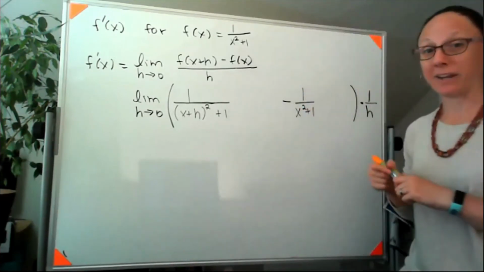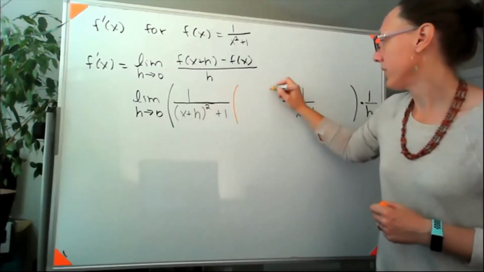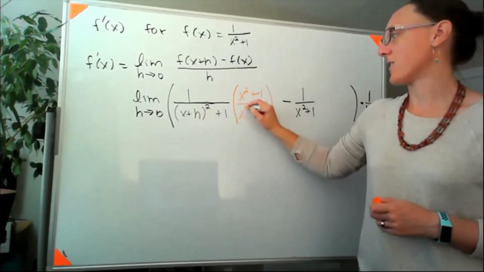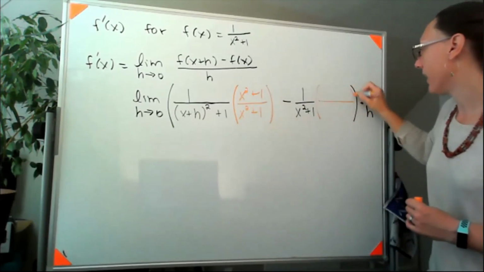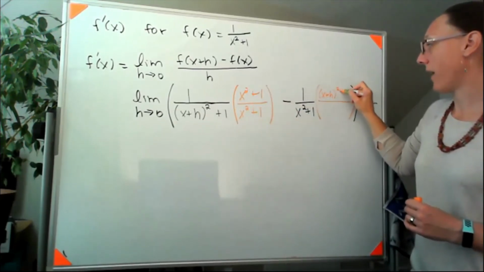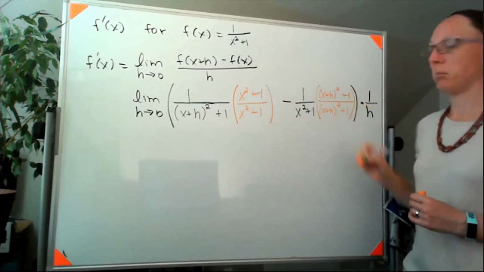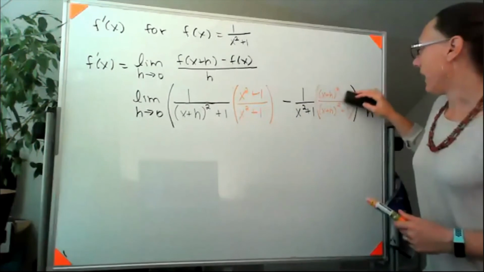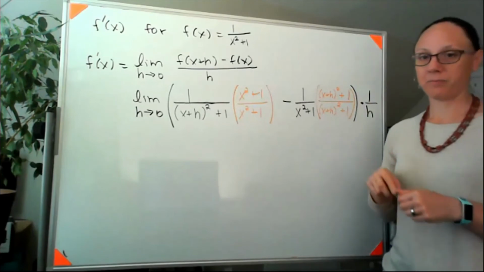Now I'm going to squeeze in my common denominator. So here, I need to multiply by x squared plus 1 over x squared plus 1. And over here, I'm going to have to multiply by this entire denominator. So (x plus h) squared plus 1 over (x plus h) squared plus 1. That looks like a minus 1, at least from where I'm standing. So I'm going to try to make my handwriting a little bit better.